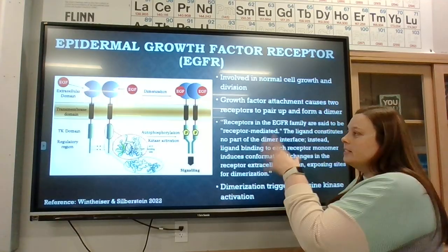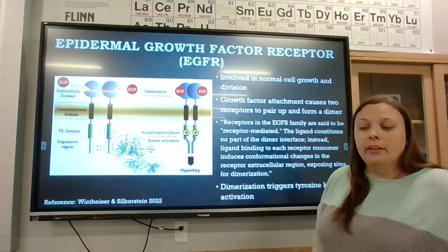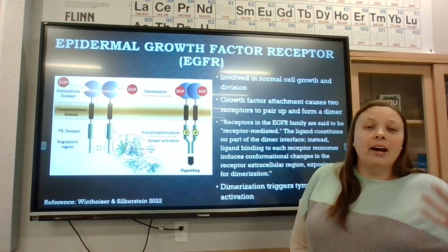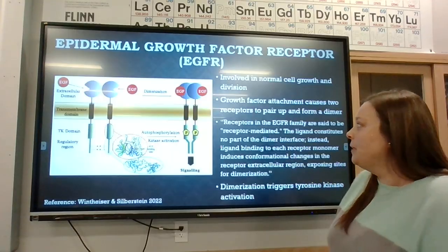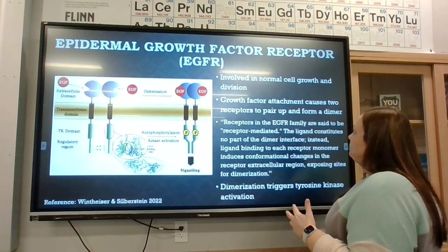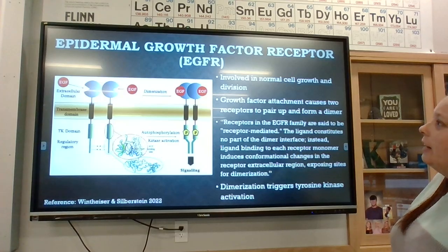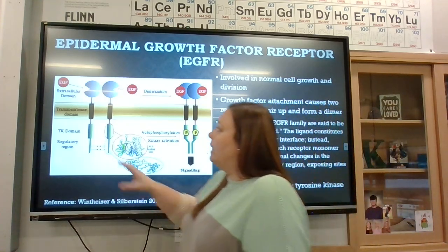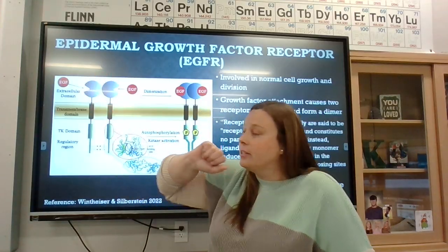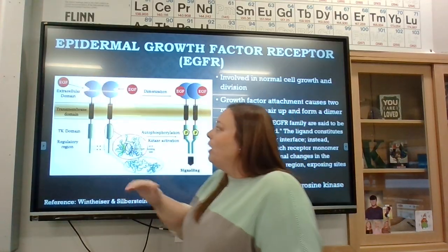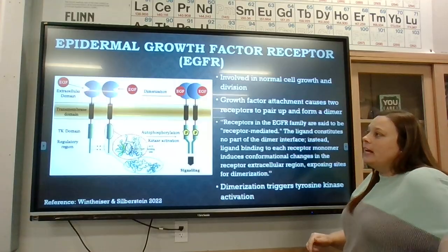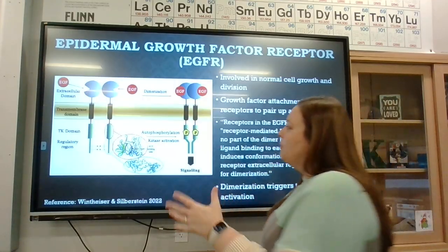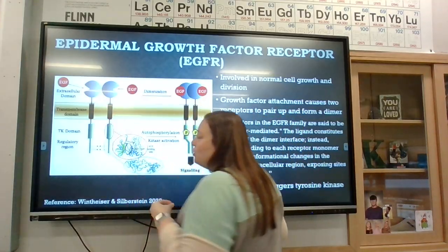And so since these guys are involved in growth in general, if this cell does become cancerous, that will affect how rapidly it can divide, etc. But before we get to that, what happens here is the epidermal growth factor, okay, is going to attach, again, outside of the cell to the receptor. When that happens, the next step is what's called a dimerization step, where two of these enzymes can connect to one another.